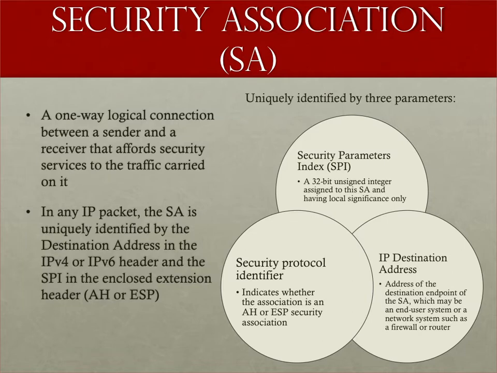So this primary key is mapped to the incoming traffic based on other unique identifiers. First, a security protocol identifier, whether it's AH or ESP. This is like a flag that says that this security association uses ESP, or uses AH, or uses neither.